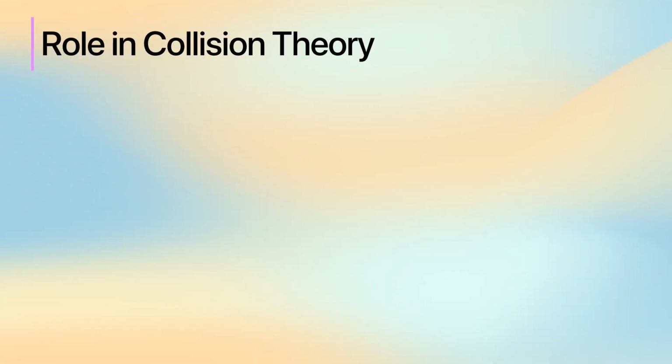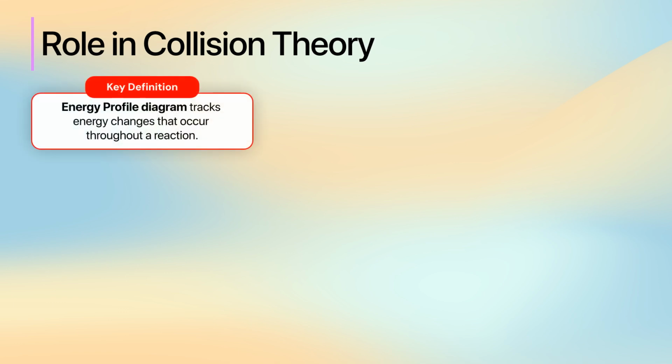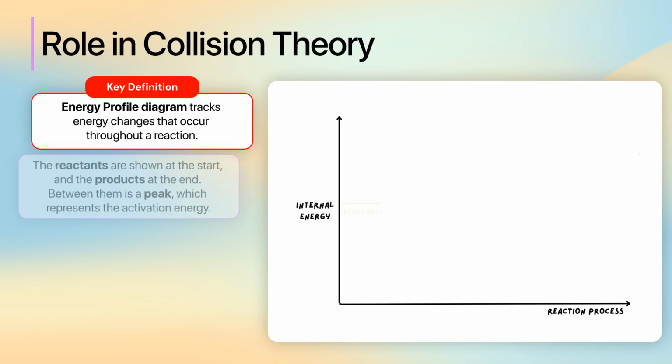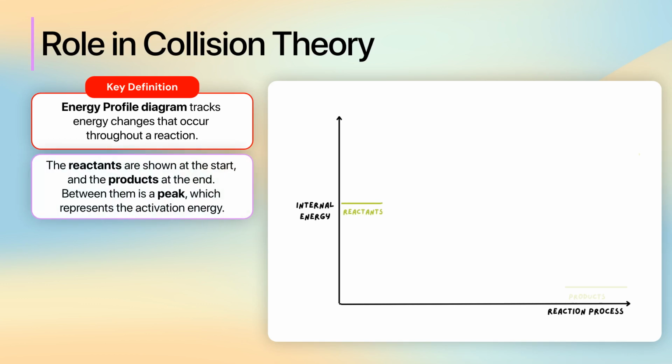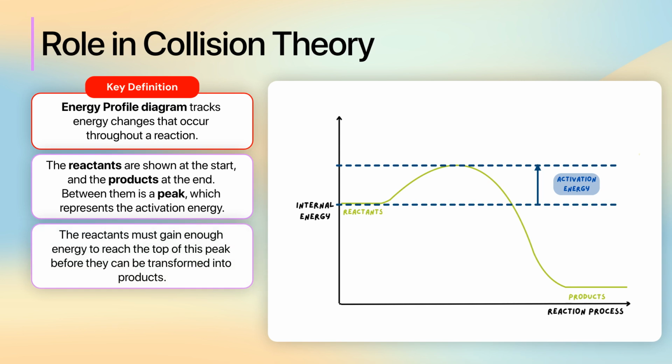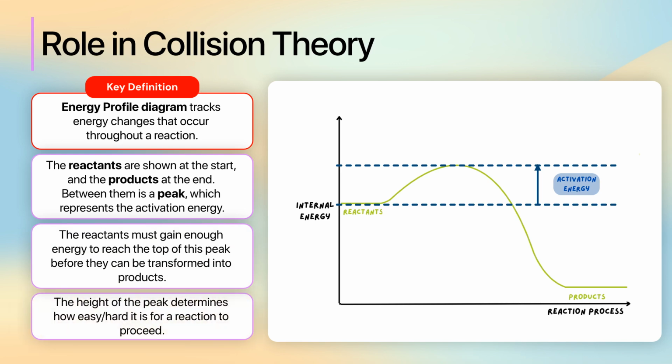To visualize this process, we can use an energy profile diagram. This diagram tracks the energy changes that occur throughout a reaction. The x-axis represents the progress of the reaction. The y-axis represents the energy. In the diagram, the reactants are shown at the start and the products at the end. Between them is a peak, representing the activation energy barrier. The reactants must gain enough energy to reach the top of this peak before they can be transformed into products. The height of this peak determines how easy or difficult it is for the reaction to proceed.